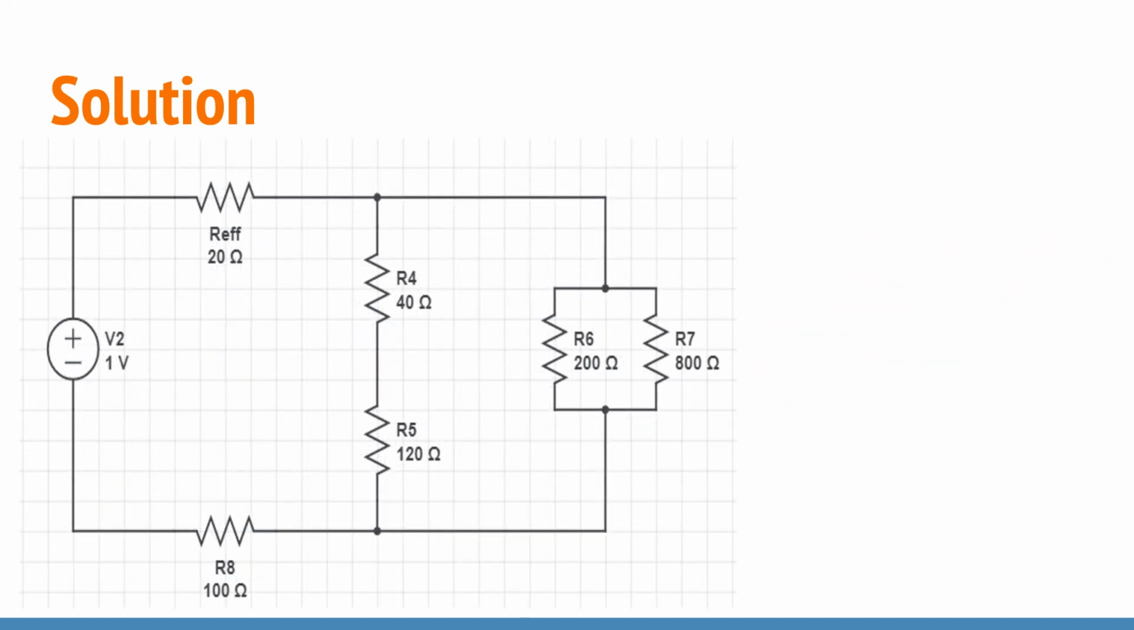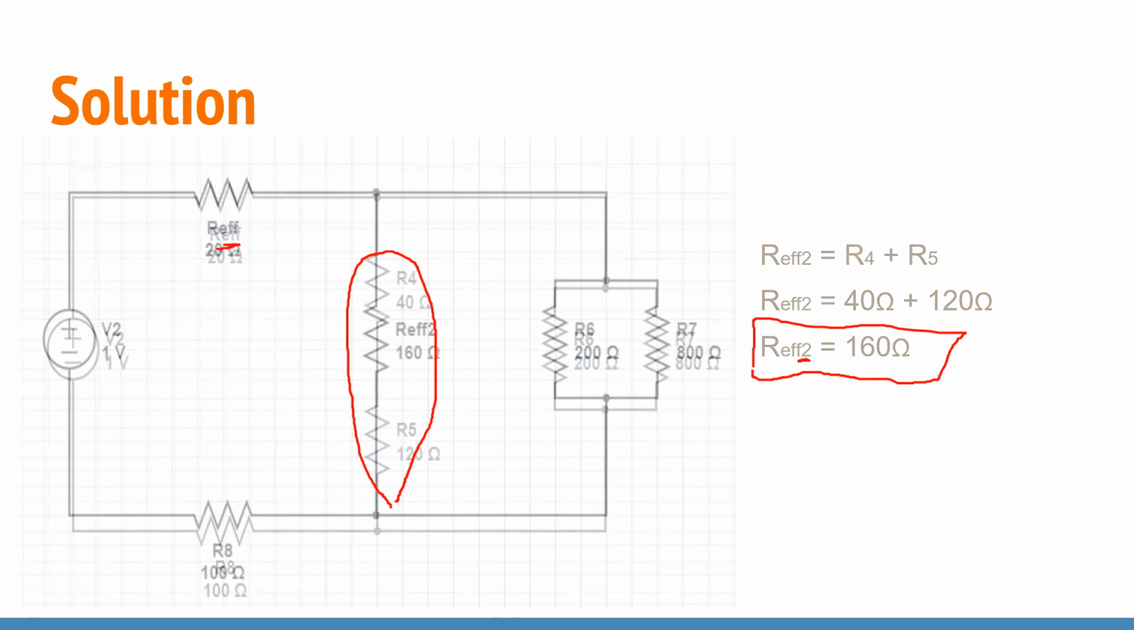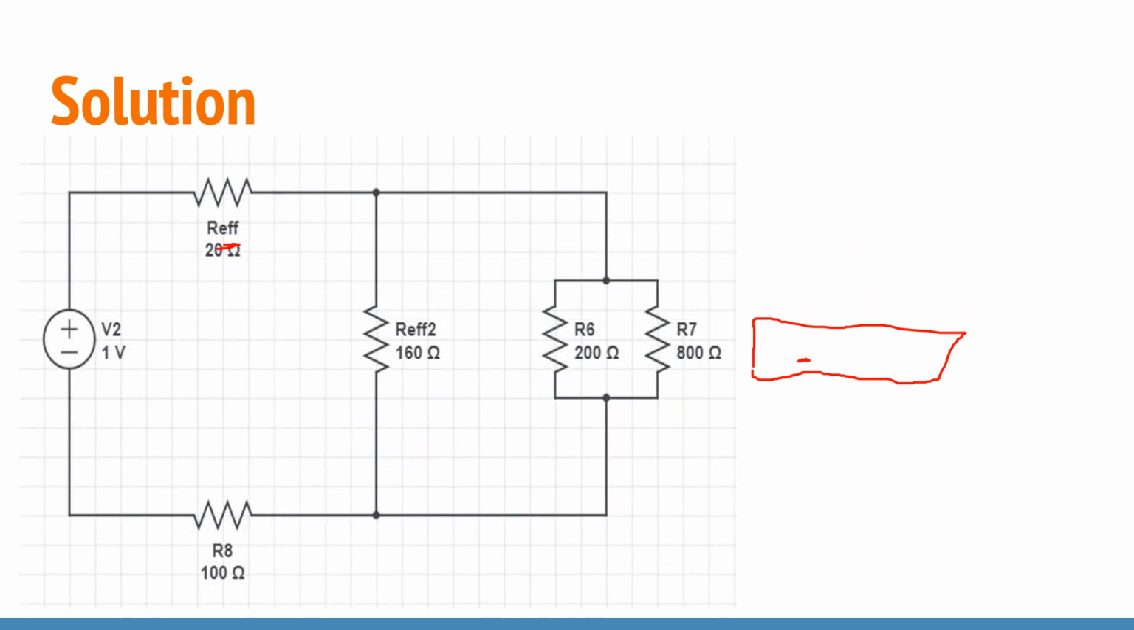We're going to now simplify these two resistors, which are in series. And that's very simple to do. We just take the R4 and we add it to our R5, and we get a total resistance, or a resistance effective, of 160 ohms. Notice I'm using a little subscript 2 right here. That's so we don't get confused with our R effective 1 from before. Now as we move on, we'll see that we replaced that resistance with a single resistor of size 160.